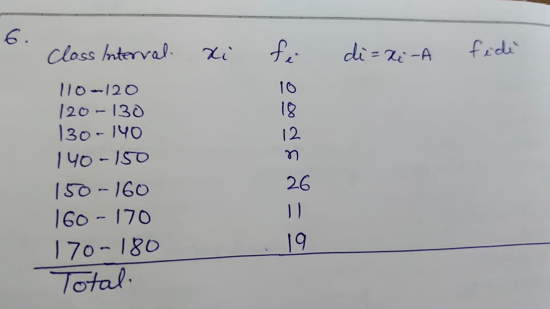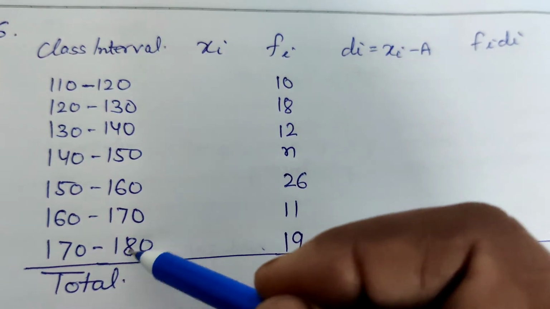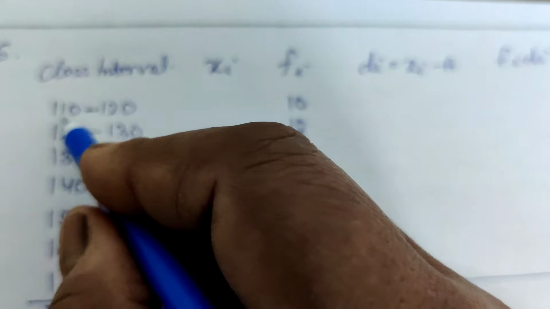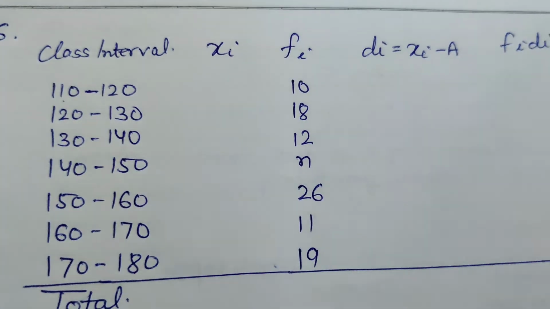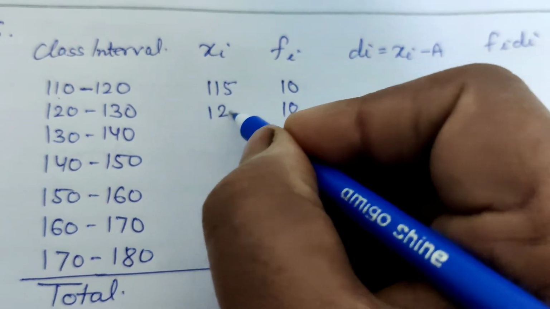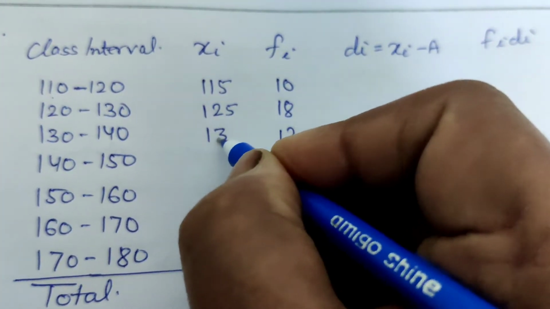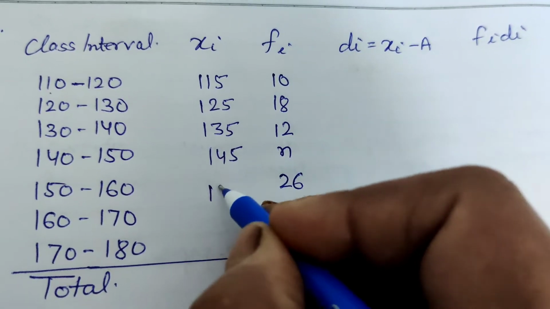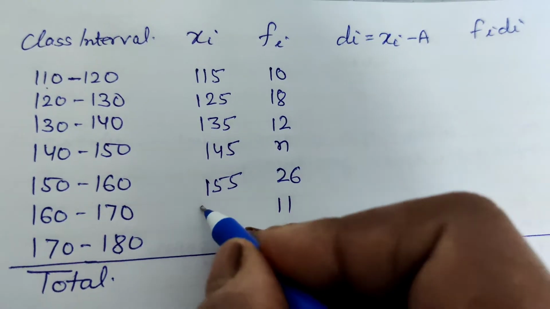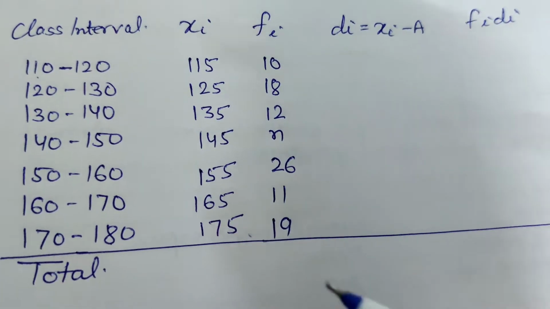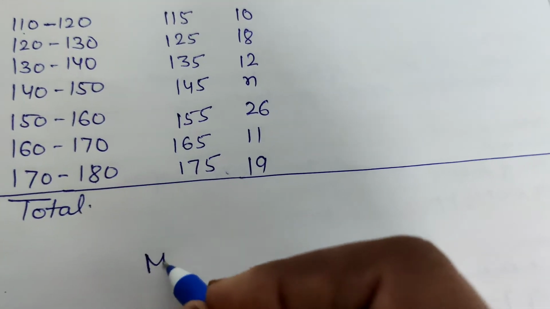सबसे पहले क्वेश्चन का बनाएंगे टेबल. Here is the class interval and frequency. First find the class mark. Class mark of 110 to 120 is 115. Okay. The class mark of the second one is 125, 135, 145, 155, 165 and 175.